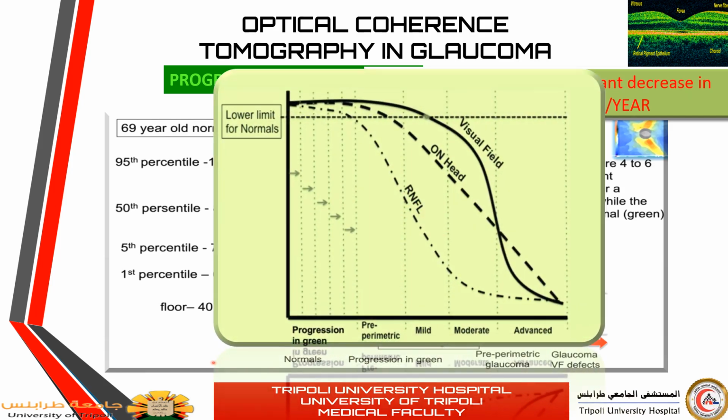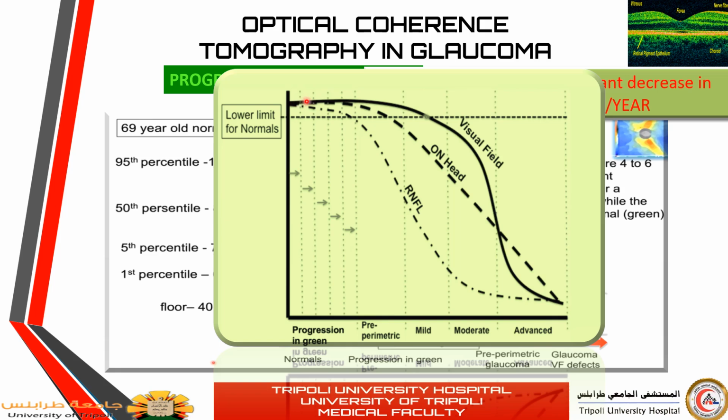Now, this graph is very important to remind you. We have mentioned it before. It shows the relation between the changes in the retinal nerve fiber layer using the structural OCT, the changes on the optic nerve head seen by ophthalmoscopy or any other method, and the visual field. You can clearly see from here that the structural changes precede the changes in the optic nerve head, and they precede the changes in the visual field.